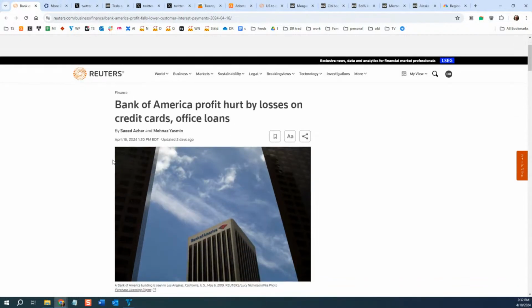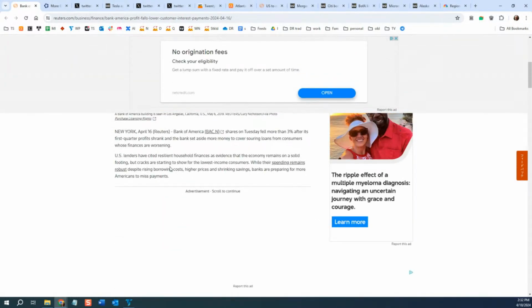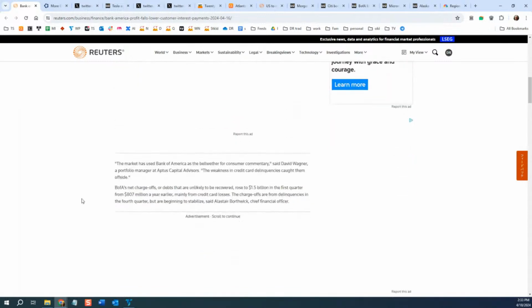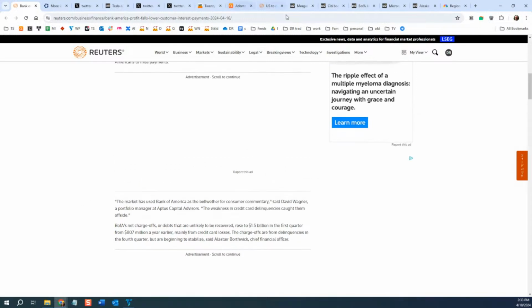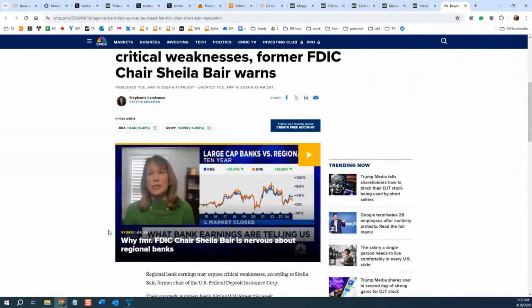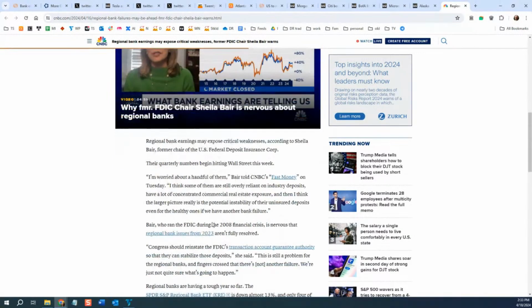Bank of America had losses on credit cards and office loans. So I think this is also something we have to be aware of and recognize, one of those real risks that is out there: if the 10-year treasury keeps moving higher, commercial real estate will have more issues. It's highly likely. There's a lot of people talking about this. Here's Sheila Bair, who used to run the FDIC. She was basically saying the same thing. I'm worried about regional banks.